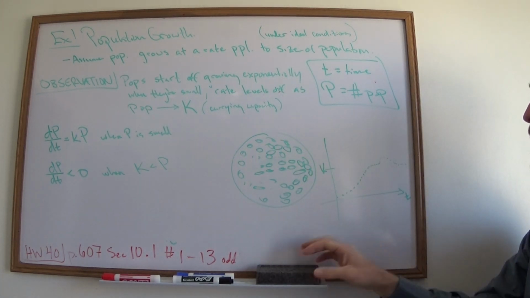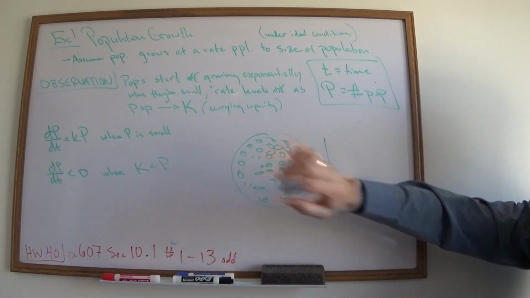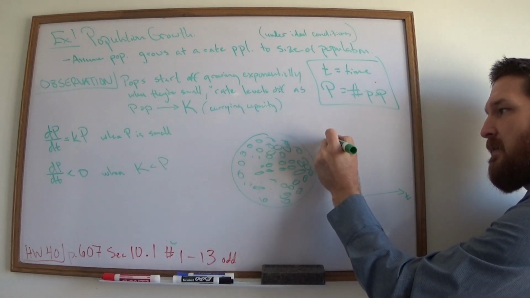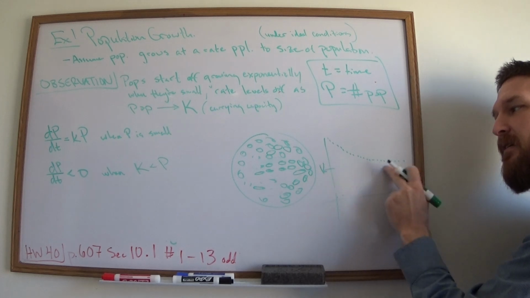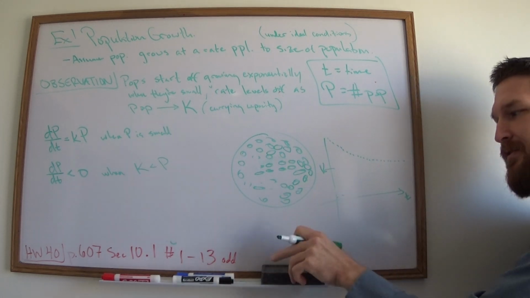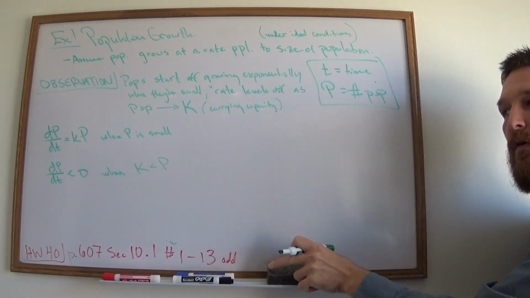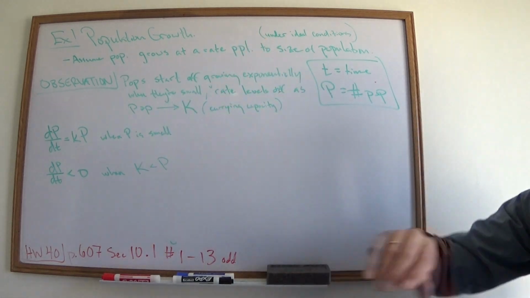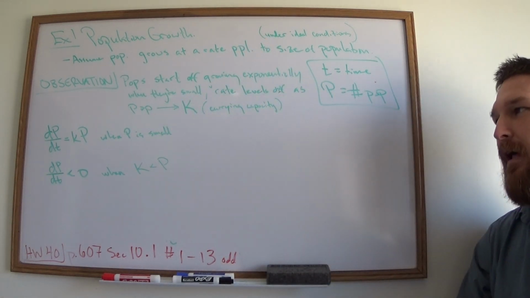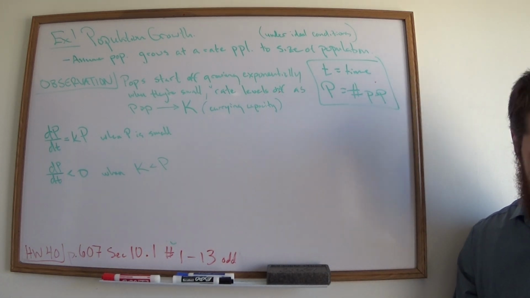Or maybe we start off with a ton of these guys. We put 1 billion bacteria into here, and we notice that they're dying until they get down to the carrying capacity of the petri dish, or whatever. The point is, we just observed the real world, and this is what we've inferred from it. Now we want to try to build a model which sums this up. You will not be asked to do this.